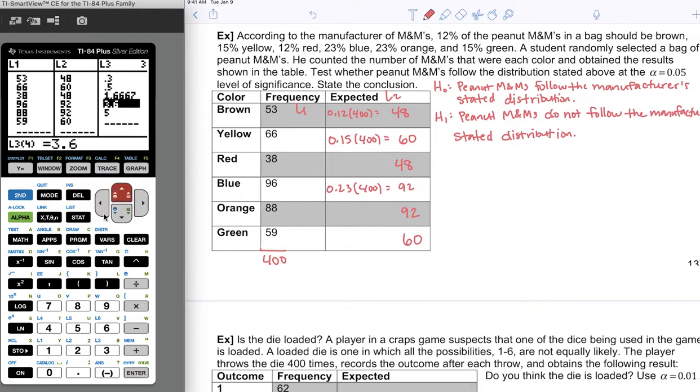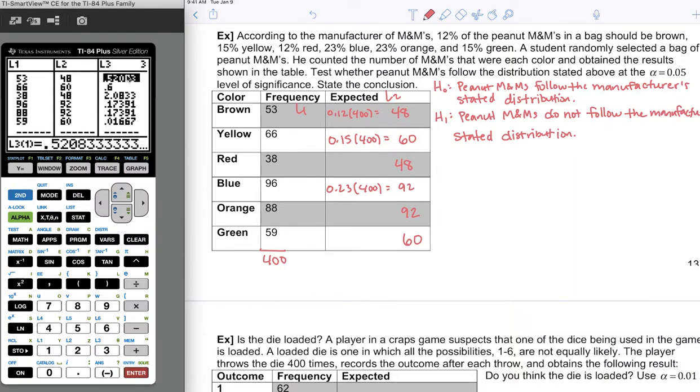Okay, and now I want to find my chi-square test statistic. So let me clear out this L3, and I'm going to redefine it. Highlight L3 and press Enter. It should be blinking right here. So parentheses L1 minus L2, squared, divided by L2. So observed minus expected squared divided by expected. And then we'll populate list 3.